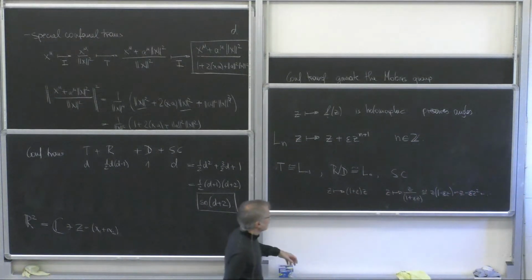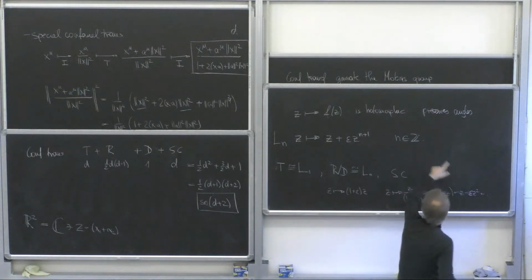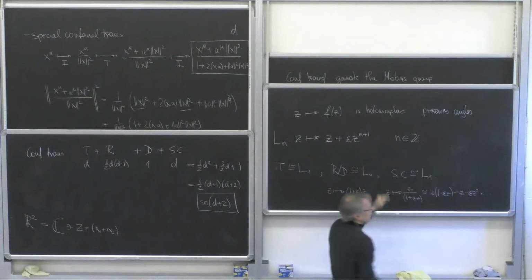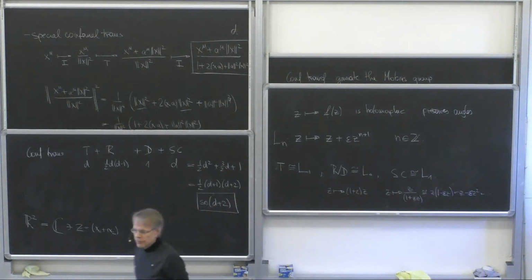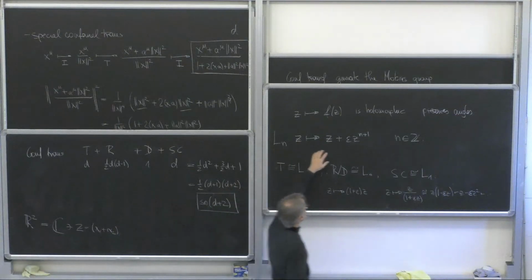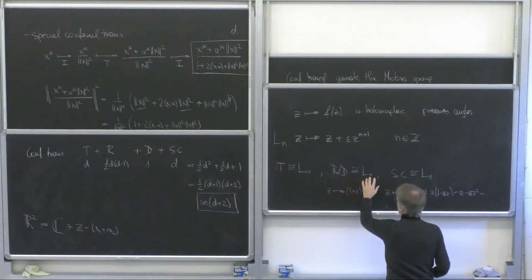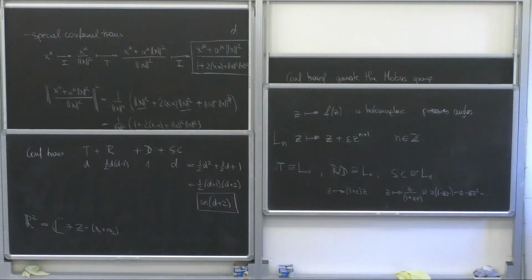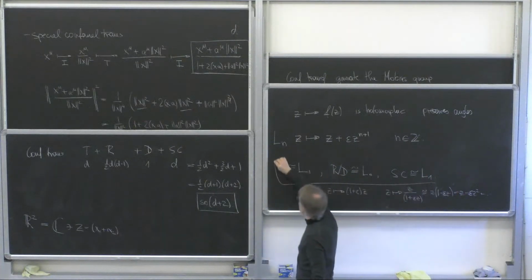So what this corresponds to, you see, is exactly the term when n is equal to 1. So in this nomenclature, translations will be identified with the minus 1 generator of this translation, rotations and dilatations with the 0 generator, and special conformal transformation with the plus 1 generator. Now, why is this a natural way of parameterizing it?